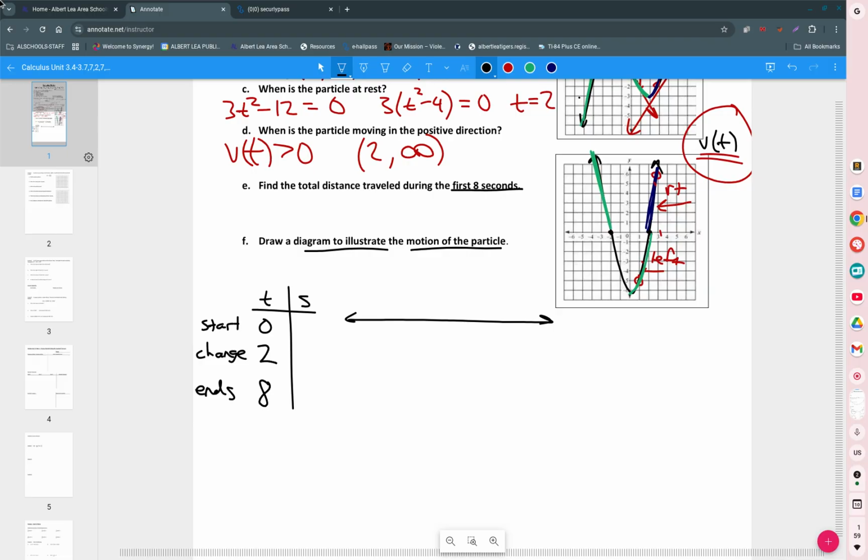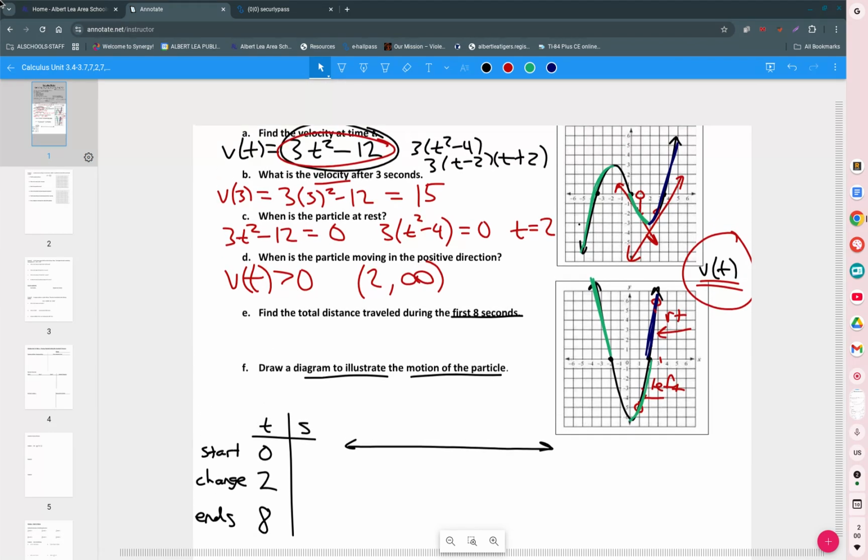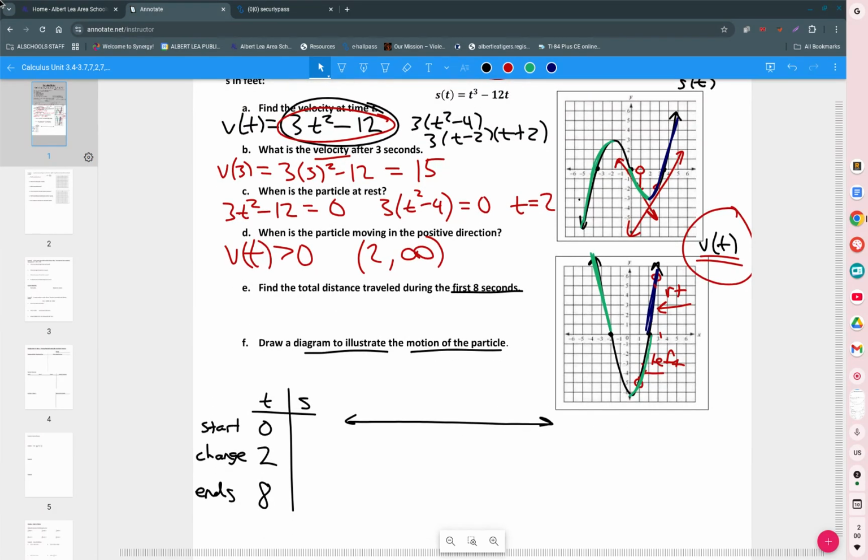Now I have to figure out where it's located at that time. If I want to figure out where it's located, I don't plug it back into the velocity function. I plug it back into the position function. So if we plug 0 into t cubed minus 12t, what do we get? 0. That means the particle starts at 0.